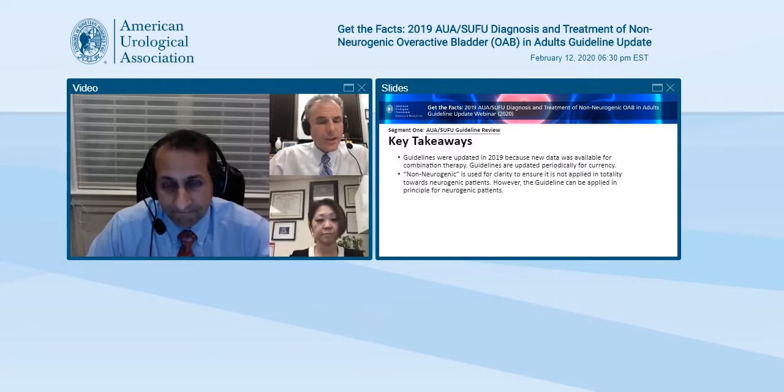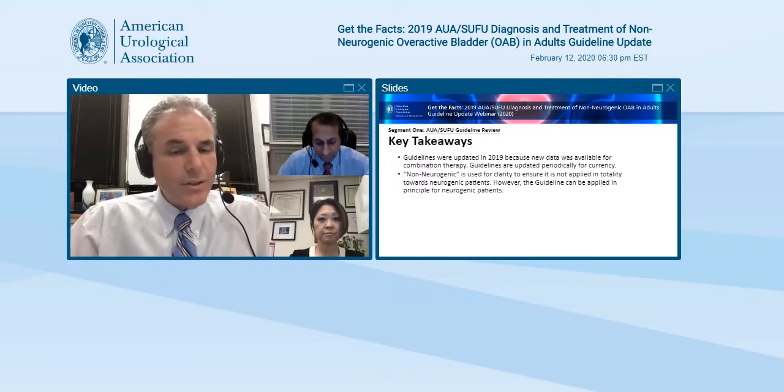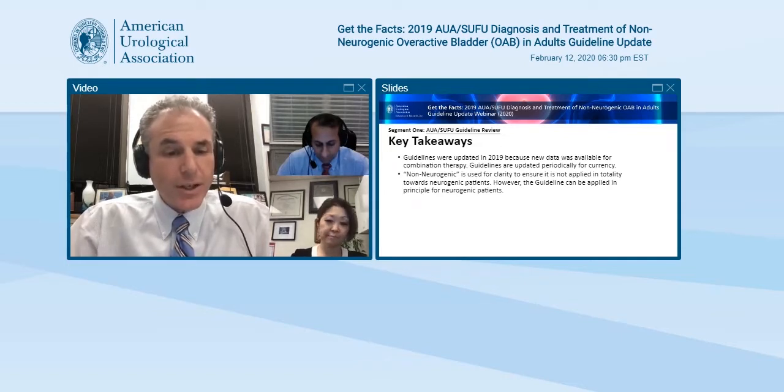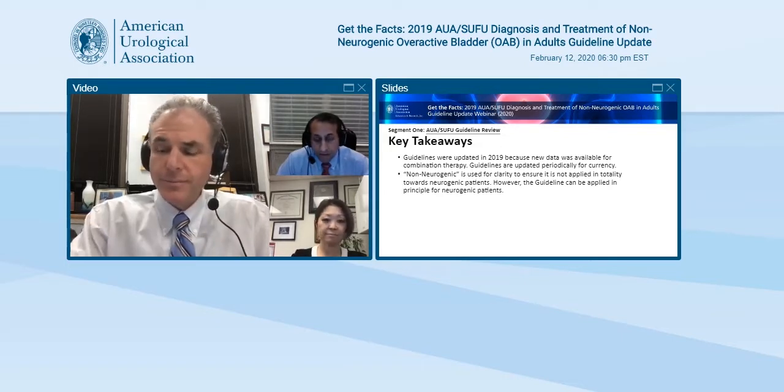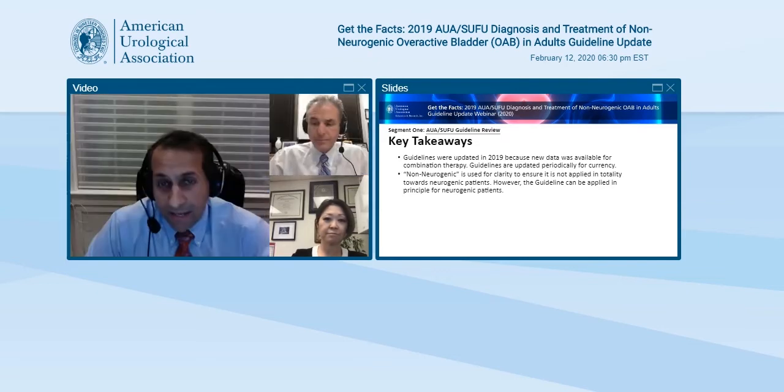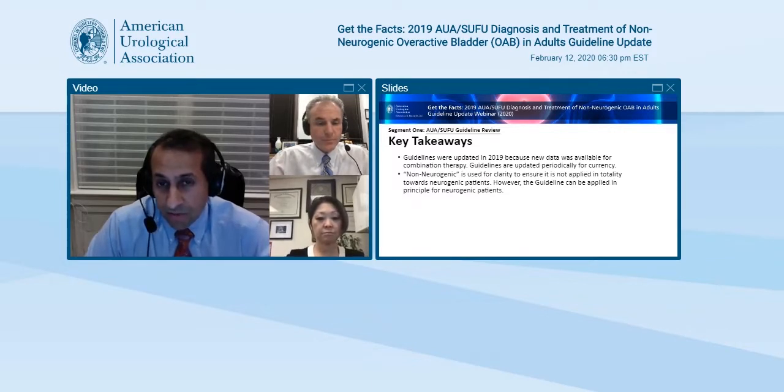Thanks for clarifying. So tell me, briefly, what is the process for updating a guideline such as the OAB non-neurogenic guidelines? So whenever we have a past guideline, we look at, as I mentioned, anything new that came out. So we'll have a chair of the guideline who will then assess the current data that's available, anything new. We'll pose a number of questions. In this case, I posed, I believe, 14 questions to the methodologist.